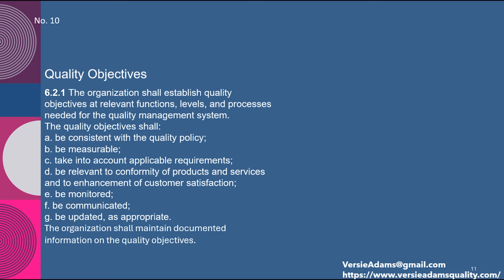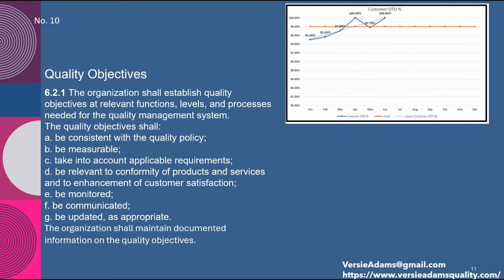Okay, so this is an example of a quality objective. Basically it is measurable, as stated in 6.2.1(b), it should be measurable. It's measured in percentage, and it's measured over a month period of time. So they monitor the quality objective for customer on-time delivery on a monthly basis, and they update the quality objective every month. So as applicable to 6.2.1(g), be updated as appropriate.